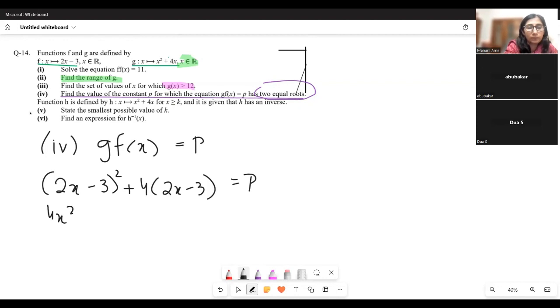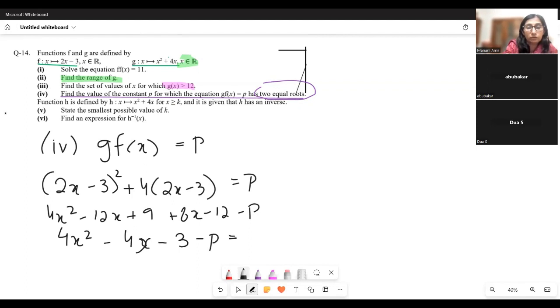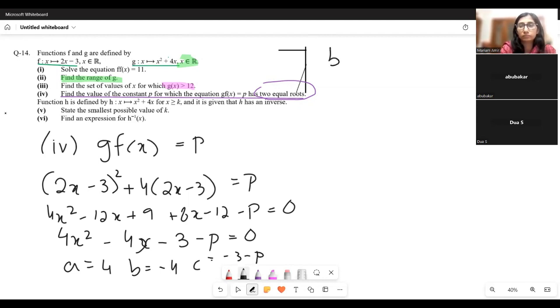So a squared minus 2ab plus b squared plus 8x minus 12 minus p. That gives us 4x squared minus 4x minus 3 minus p equals 0. Let me confirm. Yes, okay. Now a is 4, b is -4, c is -3 minus p. b squared is (-4) squared minus 4 times 4 times (-3 minus p) equals 0.